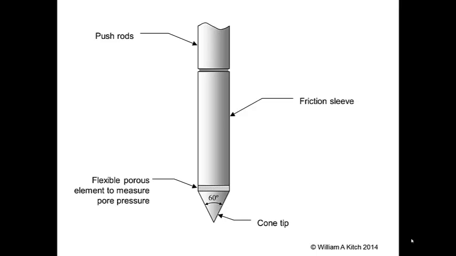The earliest CPT probes did not contain the pore pressure element and measured only tip resistance and side friction. The probe I'm showing you here is called a piezo cone because it measures pore pressure in addition to tip resistance and side friction. When we use this probe, the test is called the CPT-U test, with the U standing for pore pressure. Today, nearly all CPT probes are piezo cones, and the test is simply referred to as the CPT or the CPT test.